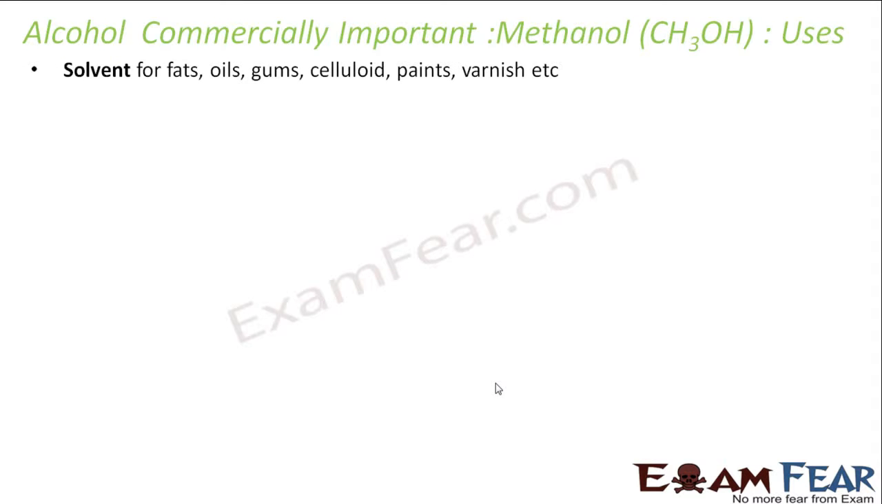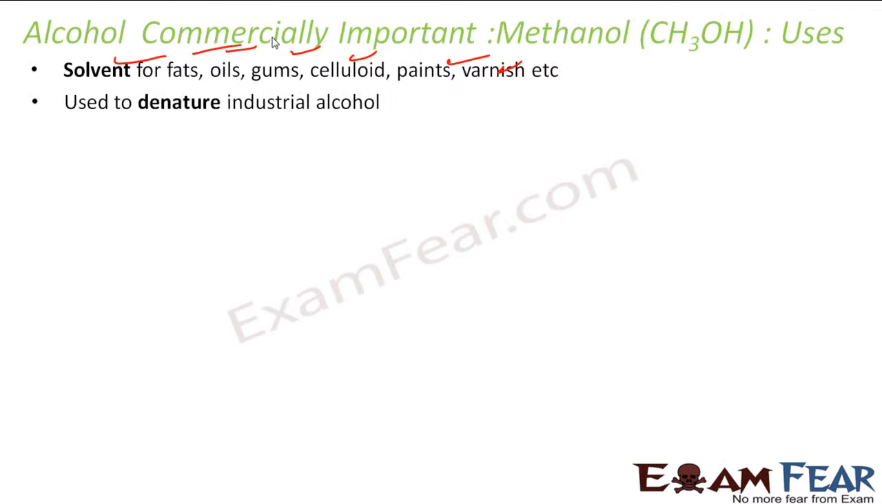And it is used as a solvent in a lot of things: paint, varnish, celluloid, gums, oil, fats, etc. It is used to denature industrial alcohol. As I told, this is poisonous. It is used to denature, that is, make it unfit for drinking.